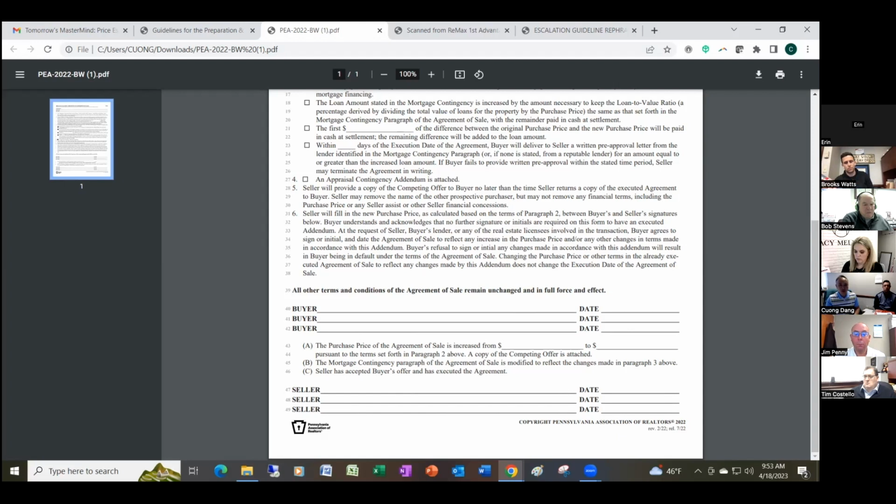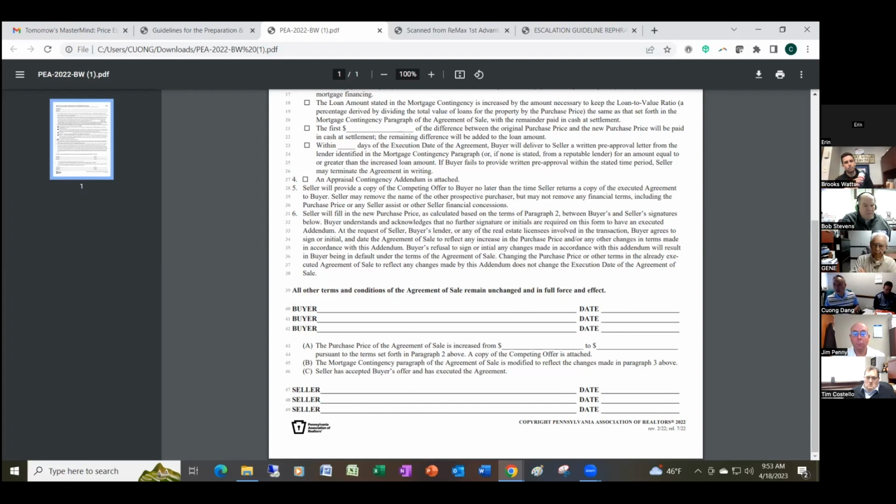B, the mortgage contingency paragraph of the agreement of sale is modified to reflect the changes made in paragraph 3 above. C, seller has accepted buyer's offer and has executed the agreement. C means that the seller has accepted the buyer's offer, the agreement. So in 2 days, they can't say, well, you know what? We sold it to you for 210, but you're willing to escalate it to 225. Let's go up to 220. Can't do that.